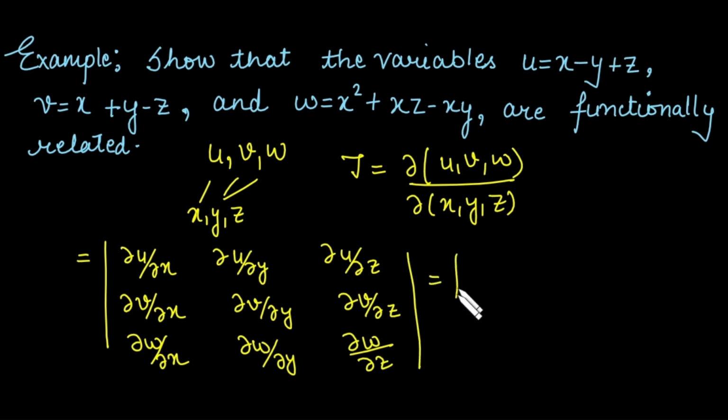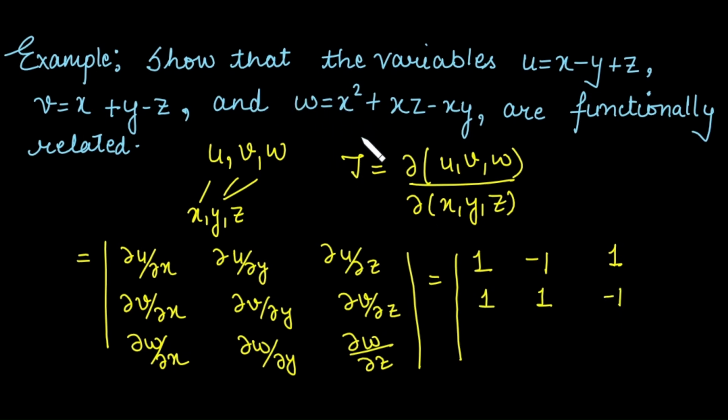This is equal to its partial derivative with respect to x, means keeping y and z as a constant, that is 1. Its derivative with respect to y, keeping z and x as a constant, minus 1. Partial derivative of u with respect to z means x and y are constant, 1. Similarly, calculate the partial derivative of v with respect to x, y and z. That is equal to 1, 1 minus 1.